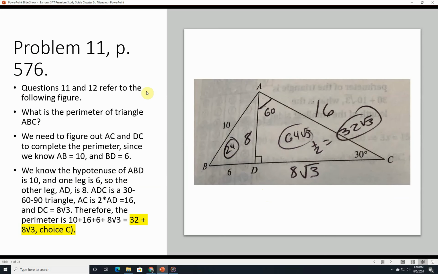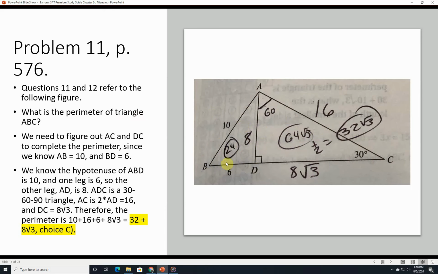So problem 11. Questions 11 and 12 refer to the following figure, well, the figure that I've taken a picture of here. You can see I already scrawled my notes all over it, so you can pretend that anything that's obviously written in pen doesn't exist if you want. Anyway, what is the perimeter of triangle ABC? Well, we know one side is 10, we know part of it is 6, but we don't know this and we don't know that.